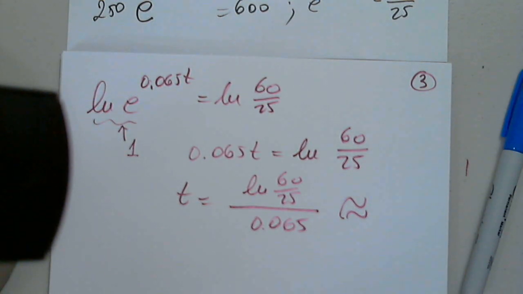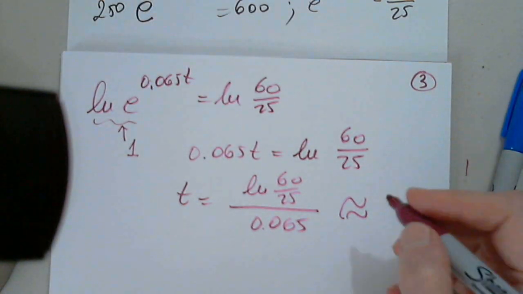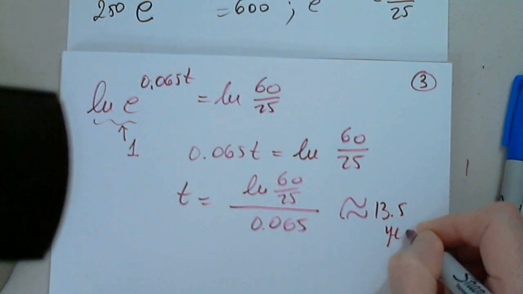Okay. So we had natural log of 60 over 25. Do not separate those two numbers. And divide by 0.065, and I get approximately, and that was in years, 13.5, approximately 13.5 years.